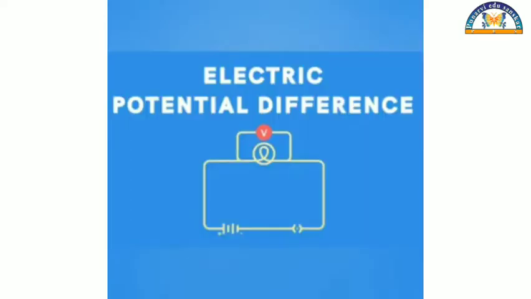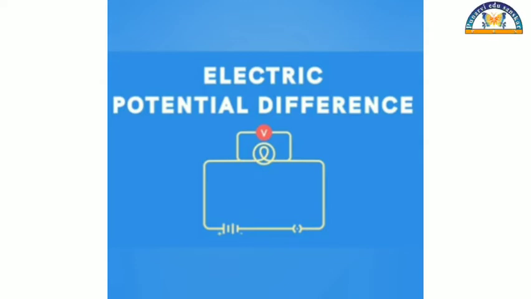Now let us learn the definition of electric potential difference or the potential difference. We defined electric potential with respect to a single point, whereas the potential difference is defined with respect to 2 points. Now let us try to define potential difference.